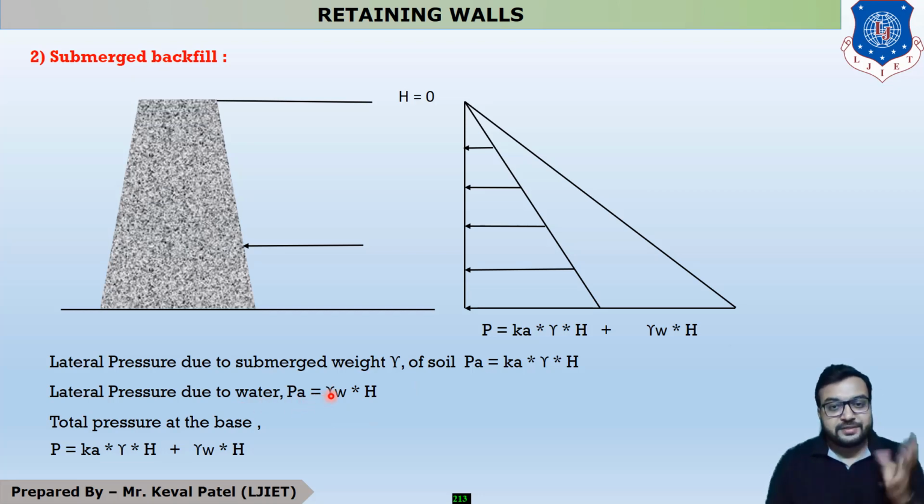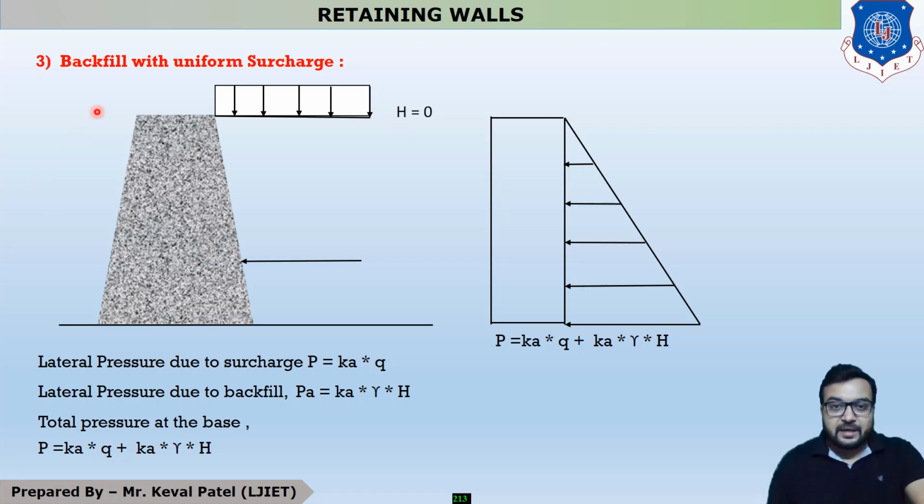This is the pressure due to water. Now what is the value of total pressure when there is submerged soil? Whenever there is submerged soil, two components, soil and water, try to move the retaining wall. So our total pressure is pressure due to soil plus pressure due to water. Our final answer is Ka into gamma into H plus gamma W into H. This is your case number 2. Your last case is backfill with uniform surcharge. This is your uniform surcharge.